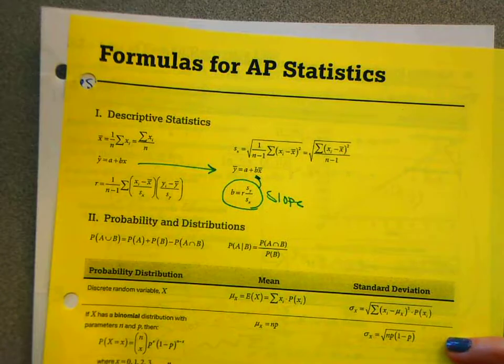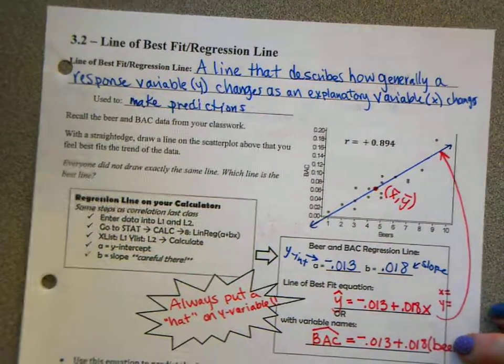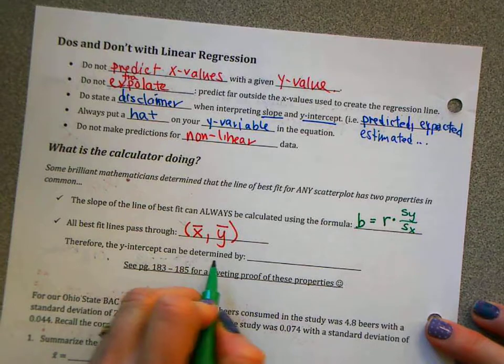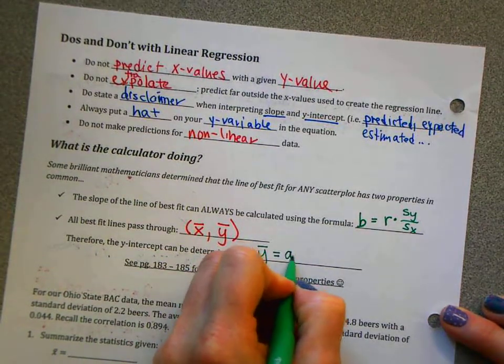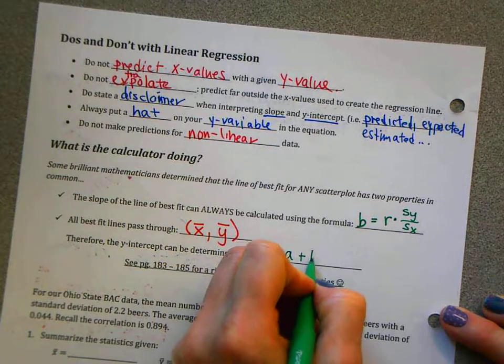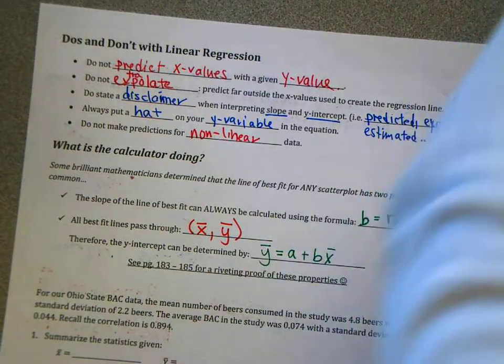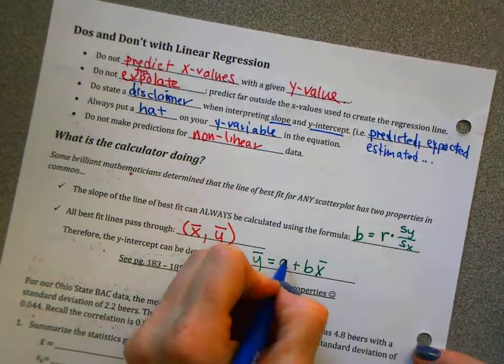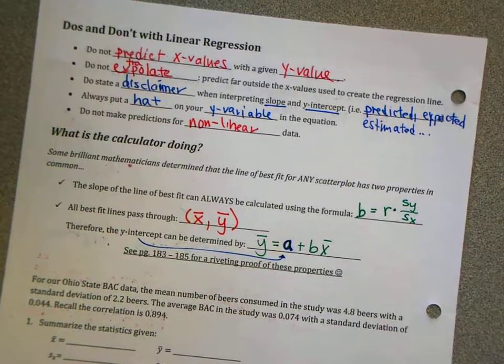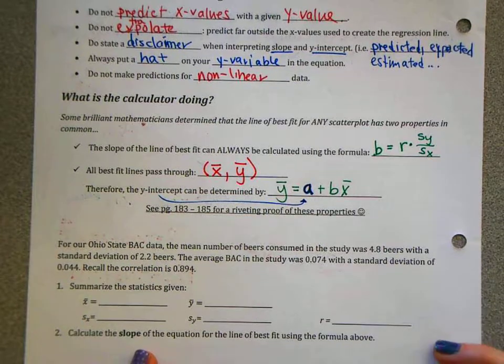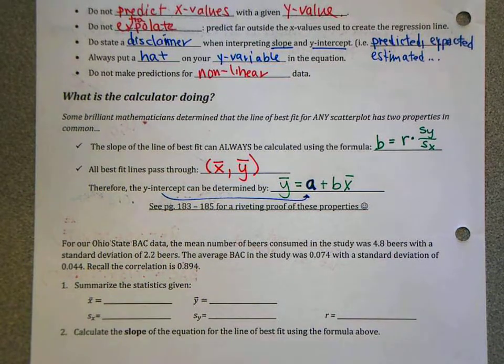The y-intercept can be determined by y bar equals a plus b times x bar. And then you're just going to solve for this a right here. That's your y-intercept. If you'd like to know a little bit more about why these two things are true for all lines of best fit, they go into a real detailed proof in your textbook.